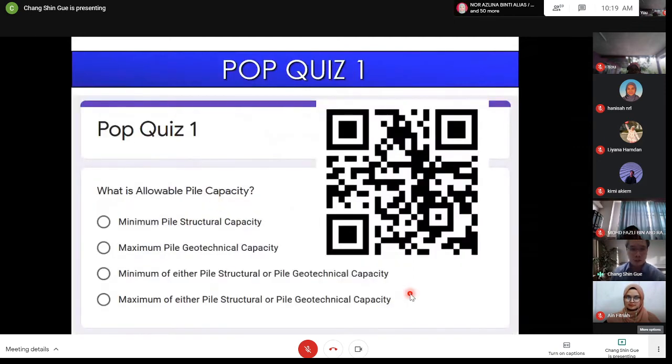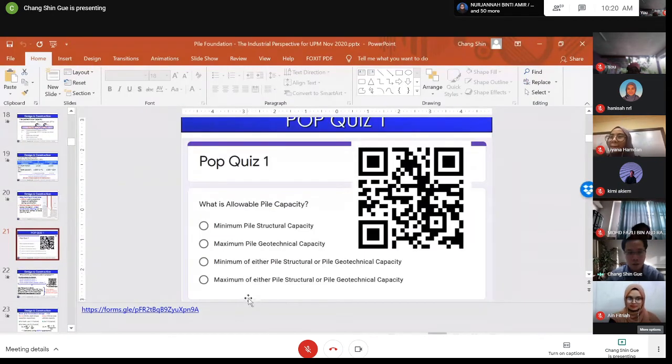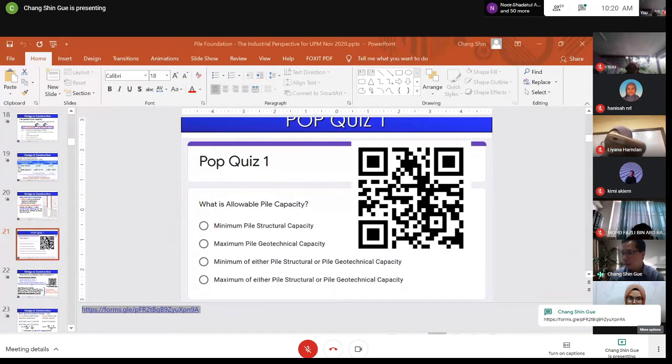Now, I think at this stage, maybe it's good to have a quick quiz. So you can scan the QR code here, and then these are the questions. It's quite simple. You can just select which answer. The question is, what is the allowable pile capacity? In case you do not have a phone, if you're using a laptop, I may copy the link to the chat so you can click in and I'll be able to see the response.